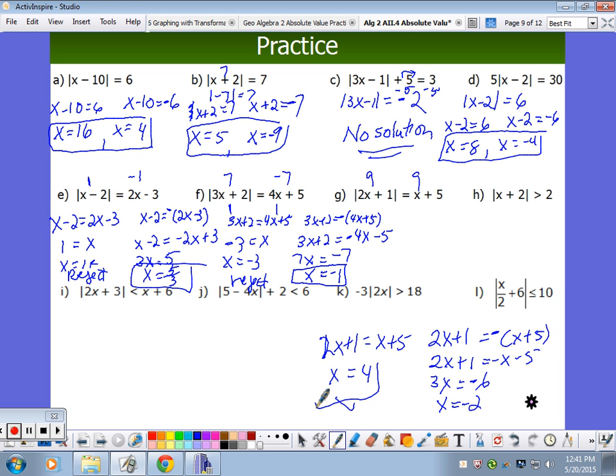That one's good. Let's try negative 2. 2 times negative 2 is negative 4. Plus 1, that's negative 3. Take the absolute value. Negative 2 plus 5, 3. Oh, they both work. Okay. Sometimes they both work. And that's okay.